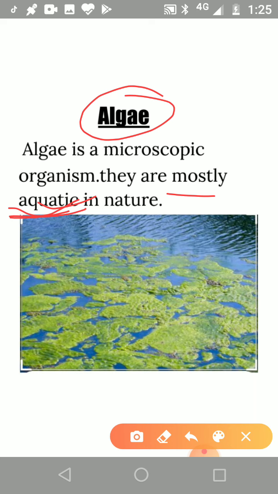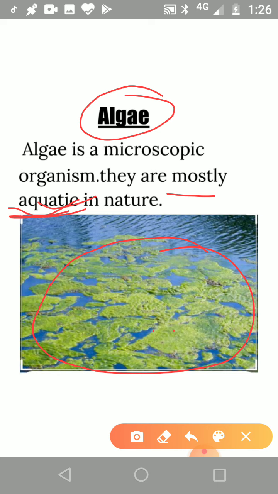Students, you might have seen algae around you. If you find any stagnant water near you, you must have seen some kind of outgrowth on the surface of the water, a greenish outgrowth as we can see in this picture, and that is algae. Algae is found in stagnant water.